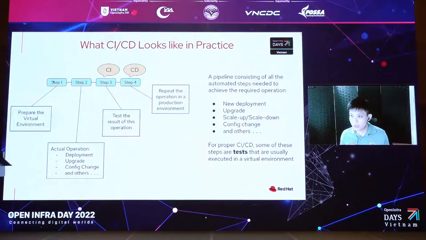Some of the steps may include things like preparing the virtual environment. And some of the other things we will be looking at when it comes to the actual operations could be things like doing deployment, upgrade, or config changes, for instance. We want to be able to test the results of these operations to make sure that it is behaving the way that we expect it to. Then, as part of the CD process, repeat the operation in a production environment. Just like what we have seen over here, we have a pipeline. We can use Jenkins, for instance, and we can use Ansible for doing continuous deployment. Those things can all come together and allow us to do a very nice way of doing IaC together with CI/CD.